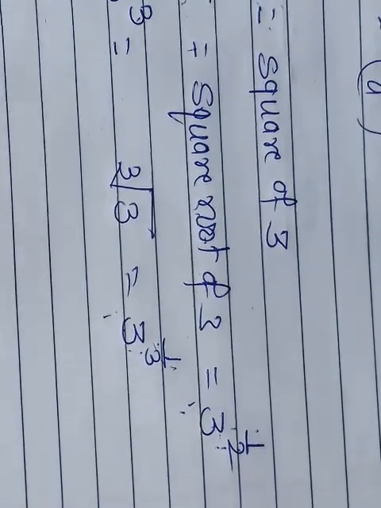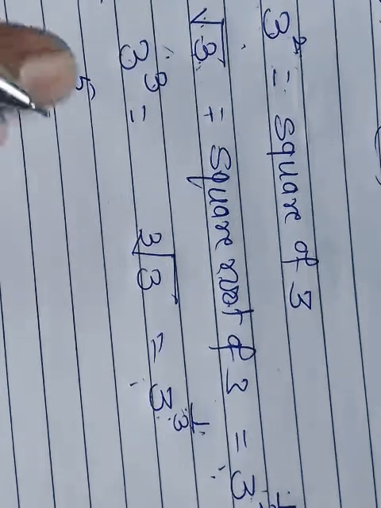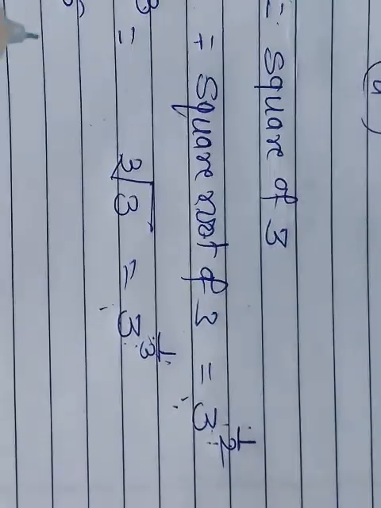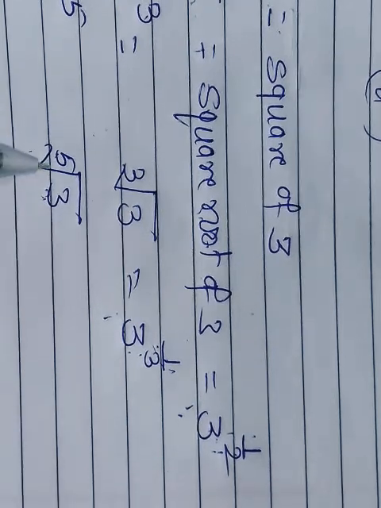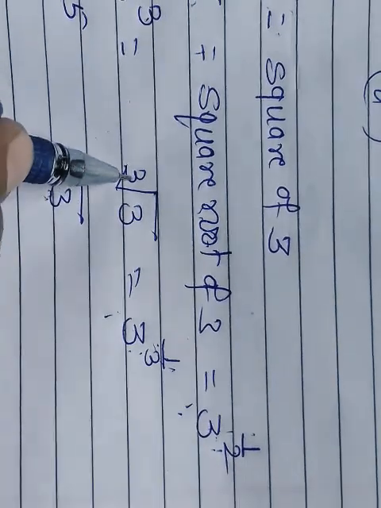Suppose 3 raised to 5 is there. Then in index form, how can we write the fifth root of 3? This is a fifth root. This is a cube root.